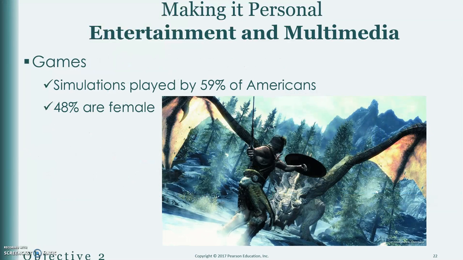What about games? Games accounted for $220 million of the $15 billion in video game sales in 2013. Some interesting game facts. 59% of Americans play video games. The average age of a video game player is 31. 71% of gamers are over the age of 18. And 48% are female. So much for stereotypes.